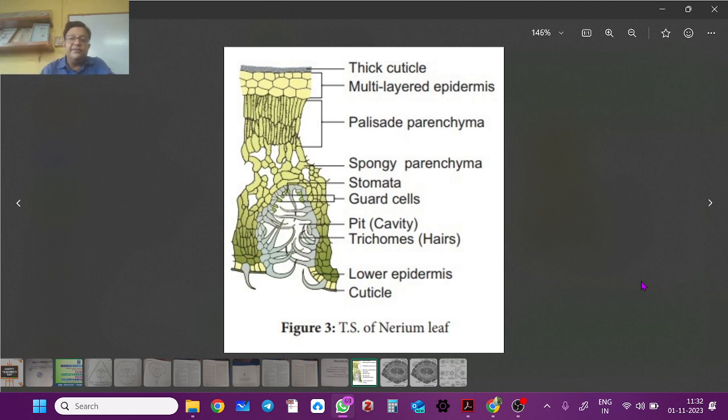So if you look at the TS of the nerium leaf, it looks like this. Look, the cuticle is very thick. Can you see it? A thick cuticle in the figure. The picture is open, TS of nerium leaf, a yellow color photo. Thick cuticle. Below that, you see many layers of multi-layered epidermis. Below that is the palisade parenchyma, elongated cells. Then you have the spongy parenchyma, basically chlorophyll containing cells.